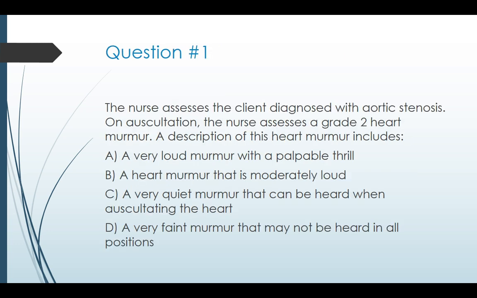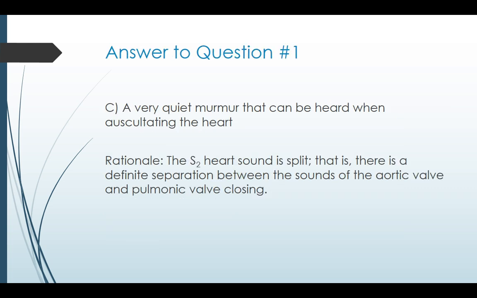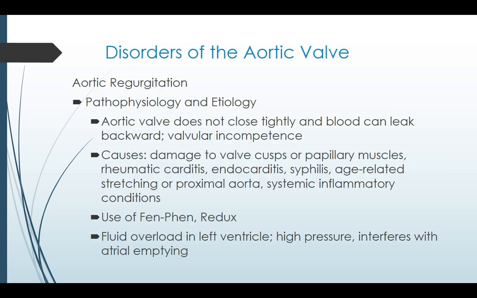Okay? Question 1 for this one. A nurse is assessing a client diagnosed with aortic stenosis. On auscultation, the nurse assesses a grade 2 murmur. A description of this heart murmur includes which of the following? Okay. It's C, a very quiet murmur that can be heard when auscultating the heart. The S2 heart sound is split, that is, there is a definite separation between the sounds of the aortic valve and the pulmonic valve closing.